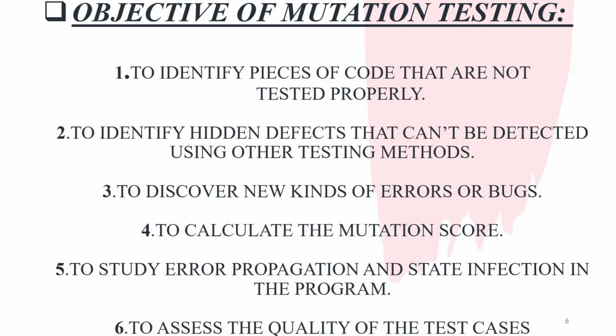So let us know the objective of mutation testing. To identify pieces of code that are not tested properly, to identify hidden defects that can't be detected using other testing methods, to discover new kinds of errors or bugs, to calculate the mutation score, to study error propagation and state infection in the program, and to assess the quality of the test cases.